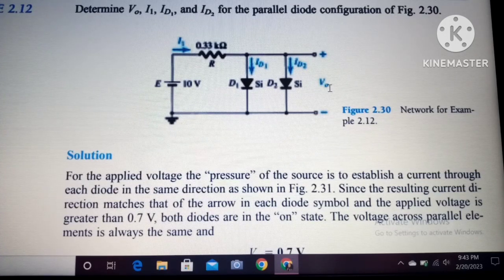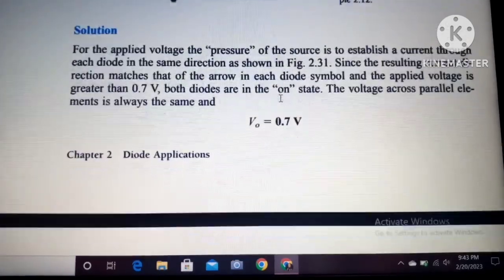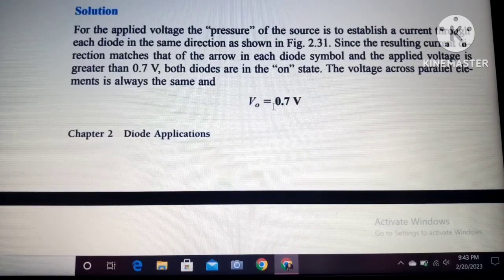So V0 can be found easily because these two diodes are in parallel. So the voltage across parallel elements is always the same. So the voltage of these diodes is 0.7. So V0 becomes 0.7. Here we can see V0 is 0.7.